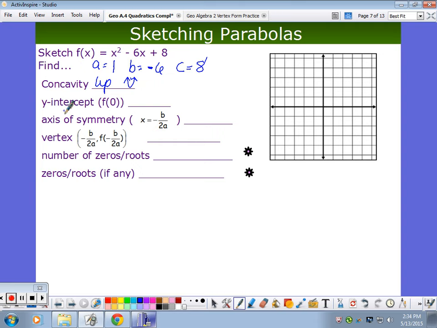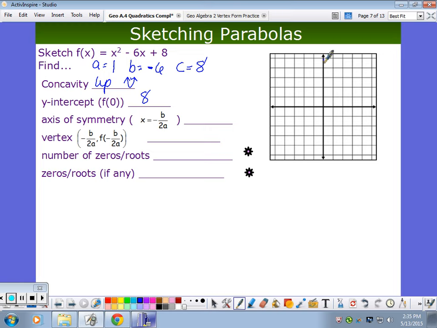All right, y-intercept, and I've got this notation, f of 0, which means what? What does that mean? Plug in 0 for x. x is 0. 0 minus 0 is 0, plus 8. That's always your y-intercept. Yes, in this form, it will always be c. And I like how you qualify it that way. In standard form, it's always c.